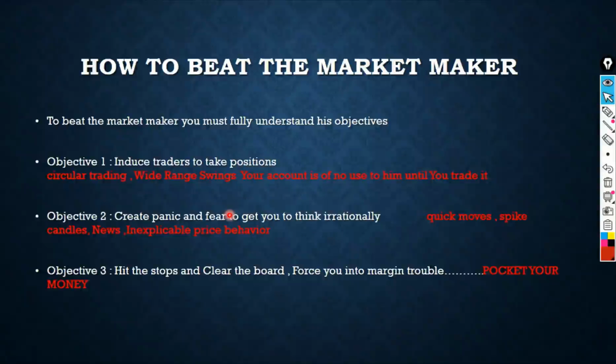So how do you beat the market maker? Like I said, you need to understand his objectives first. Objective number one, he needs to induce you to take positions. So they will do cyclical trading, which is trading inside the range. They widen the range and make sure anyone will pick up a position so that he can evaluate his book and see, man, I have 20 billion selling, I have 10 billion buying. Let me buy the market to punish everyone selling.